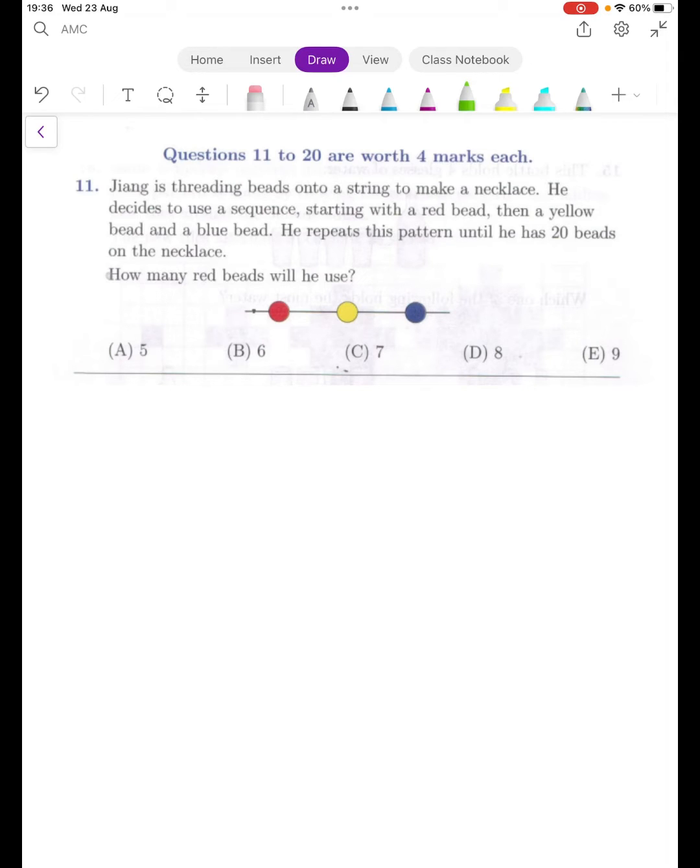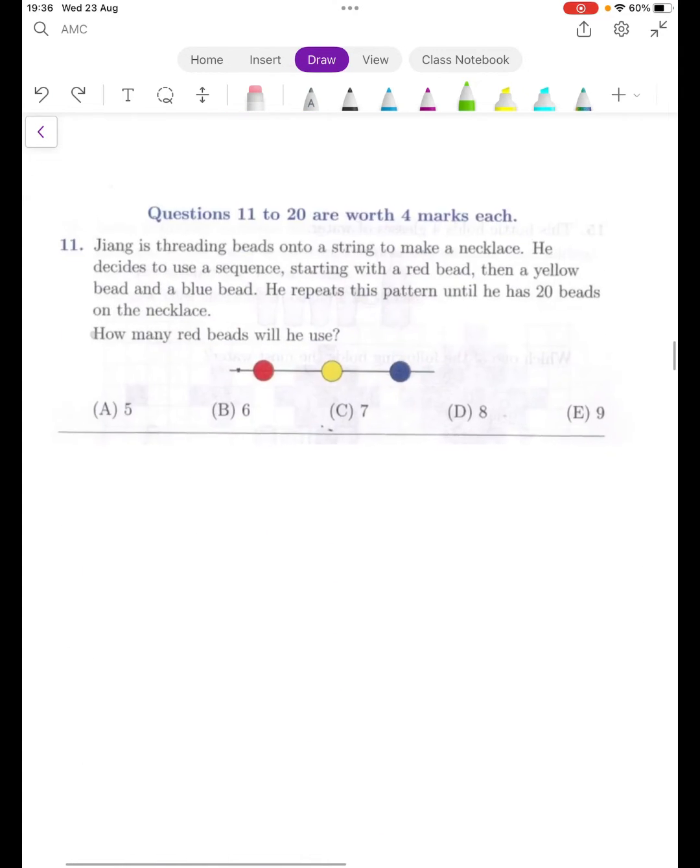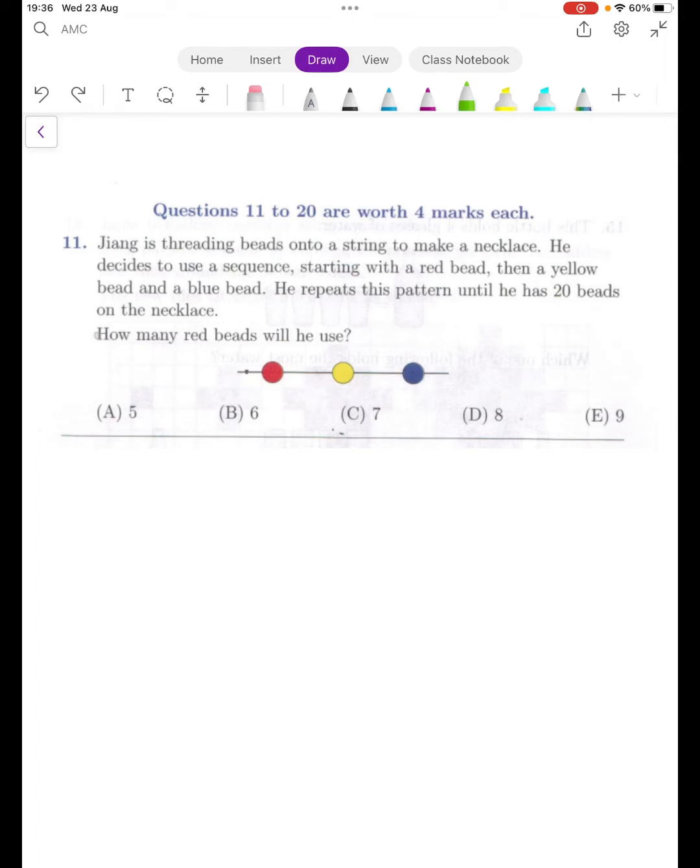Question number 11. Xiang is threading beads onto a string to make a necklace. We can see here. All right. He decides to use a sequence starting with a red bead, then a yellow, and then a blue bead. And we can see the pattern here. He uses red, then a yellow, and then blue. And this is the pattern that he follows to make the whole sequence. He repeats this pattern until he has 20 beads on the necklace. So he uses 20 total beads.